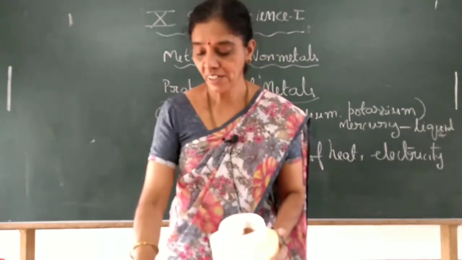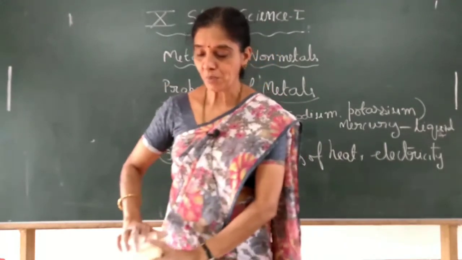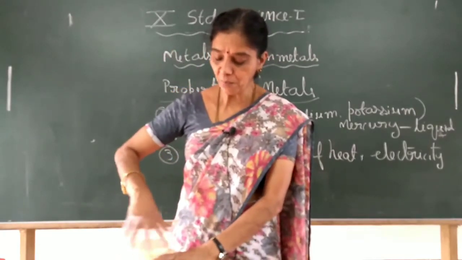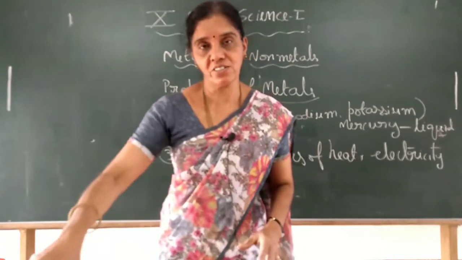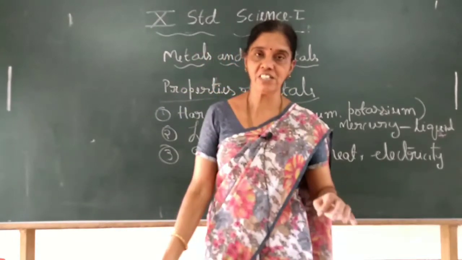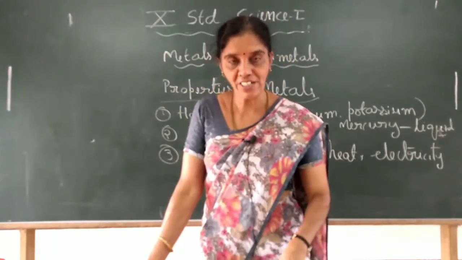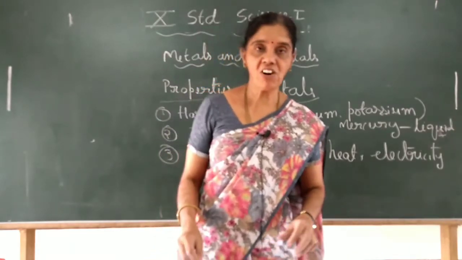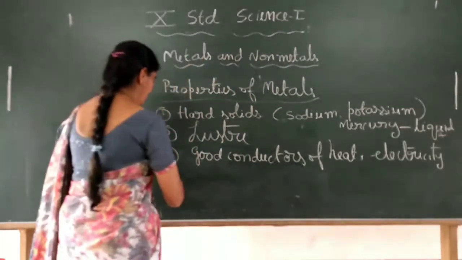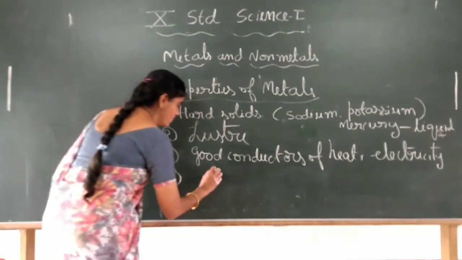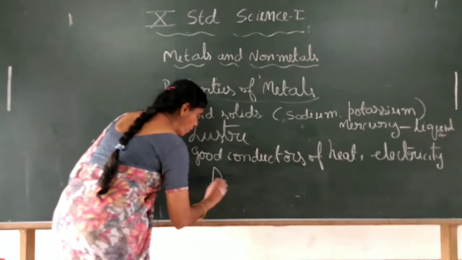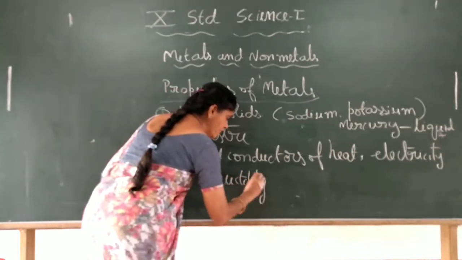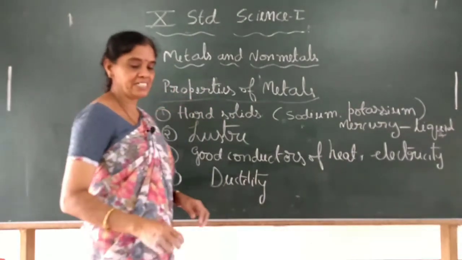Now this sulfur, phosphorus, iodine, etc., cannot be drawn into thin wires. Only metals can be drawn into thin wires. And this property we call ductility. They have ductile property. The property of metals to be drawn into thin wires is called ductility.